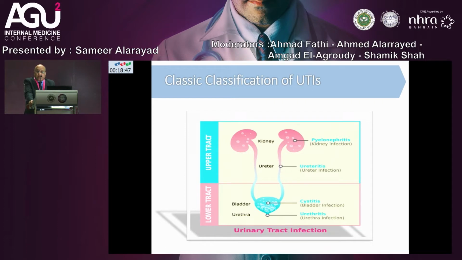The old classification is either upper urinary tract infection involving the kidneys, or lower urinary tract infection involving the lower urinary tract. In my talk, because of the time constraint, I will concentrate on the bladder and the kidneys, because it's a huge subject when involving the other urological infections.